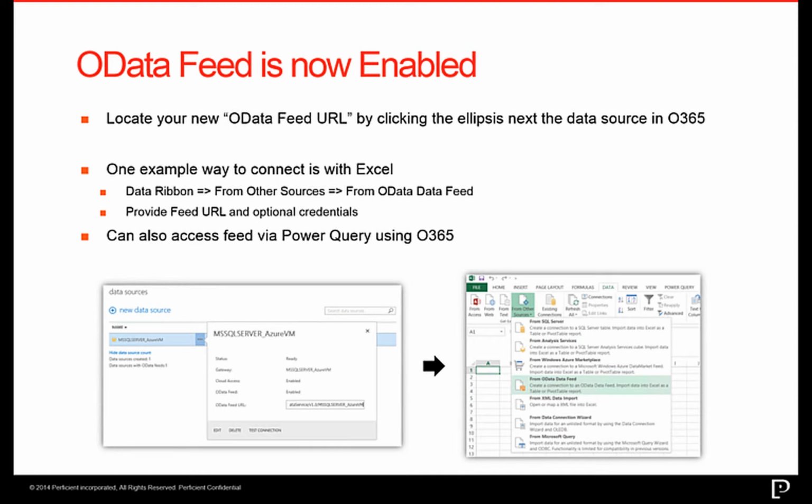One simple way to find out if your data feed is active and working is to connect to it through Excel. Back in Office 365, go into the data source section, and next to the data source you just set up, click the ellipses, and you'll see OData Feed URL. Then fire up Excel, and in the Data ribbon, choose From Other Sources, and then From OData Data Feed. You'll provide that feed URL we just grabbed from Office 365, and then any required credentials if they are needed. Otherwise, you can use Windows authentication.